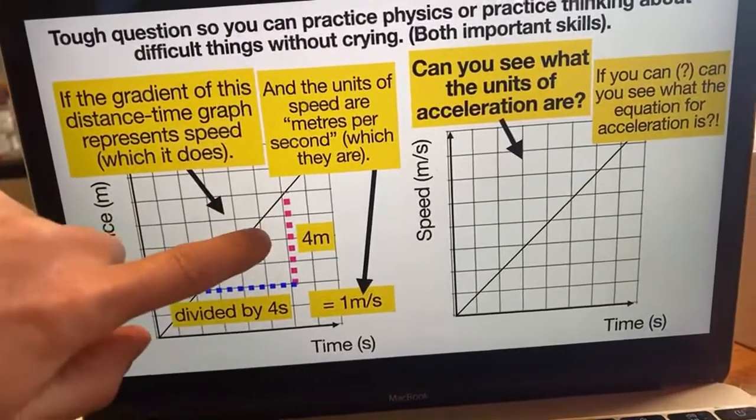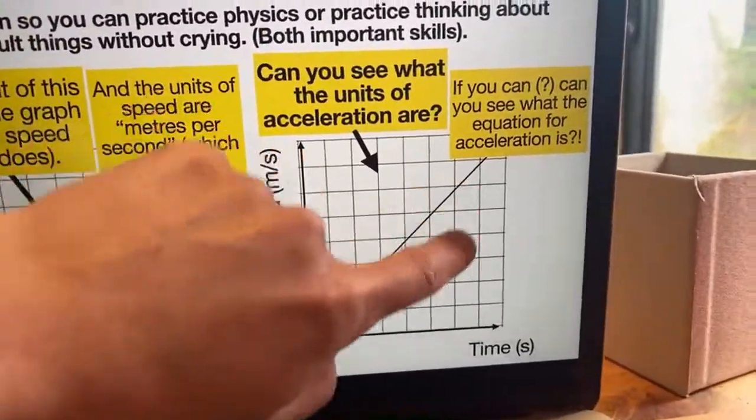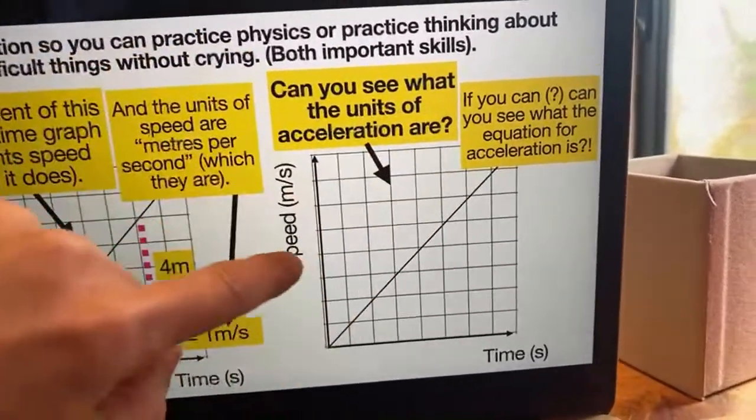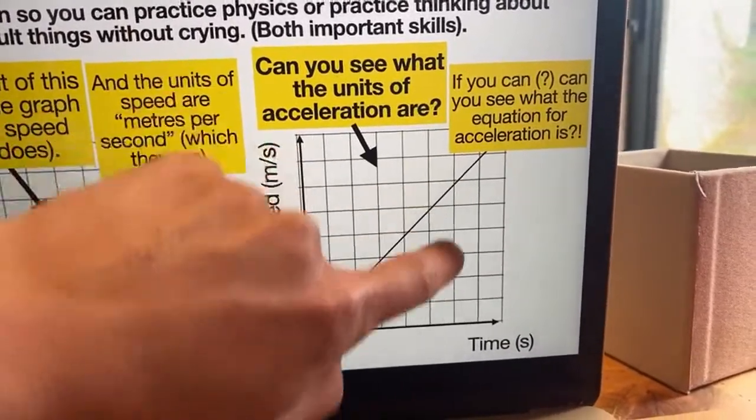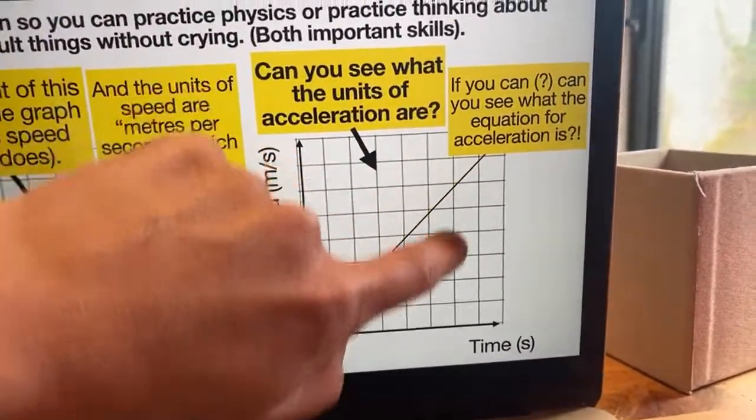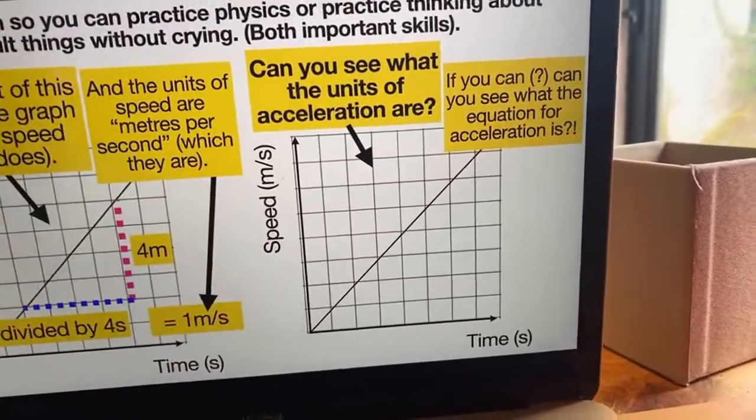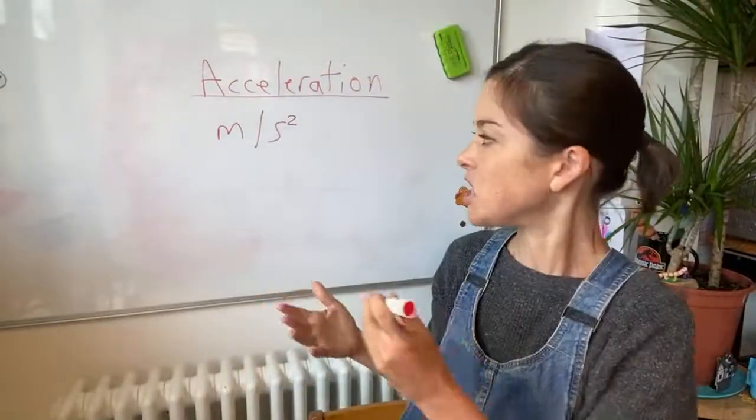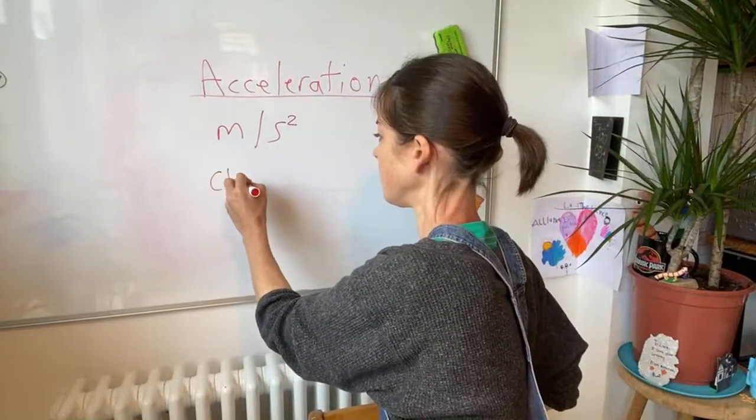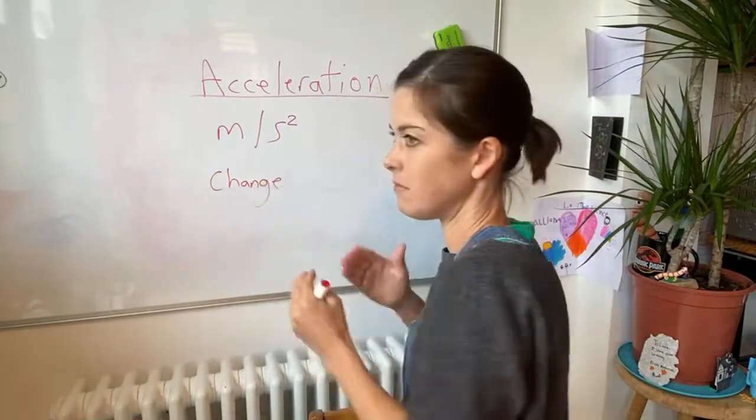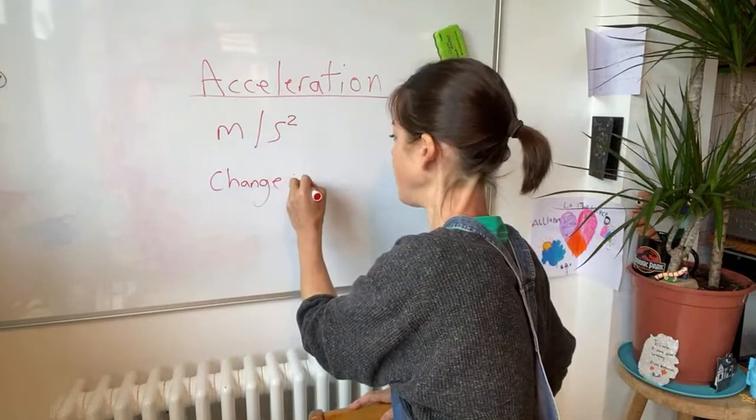Well done if you saw that, because the equation for speed is distance divided by time, the gradient of that. Then if the gradient of this is acceleration, then the equation for acceleration must be like speed divided by time. If you said speed divided by time, then phenomenally good work. It's actually change in speed, because if it was just speed, you wouldn't know the difference.